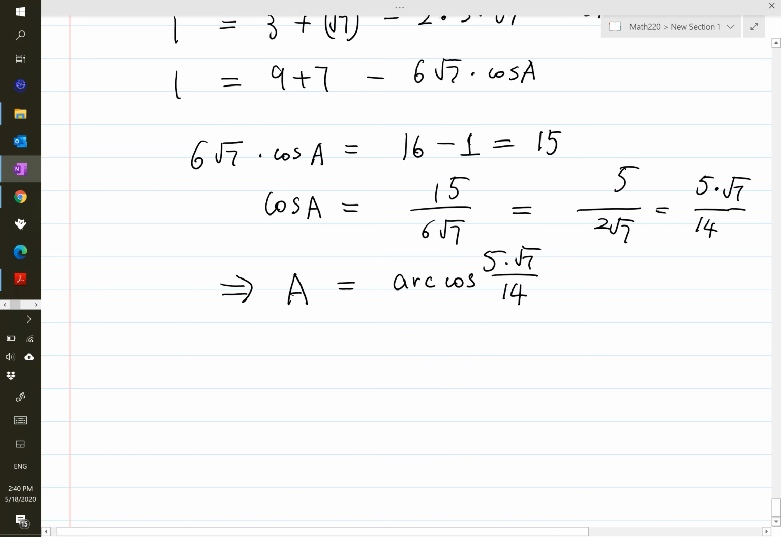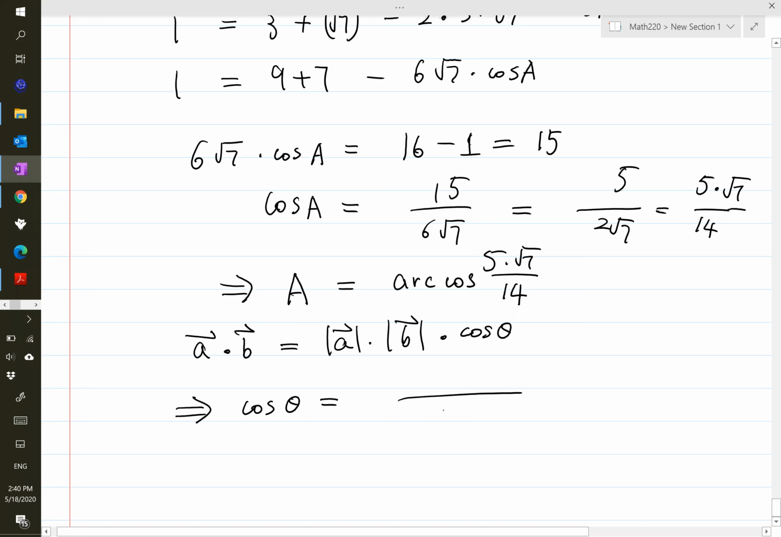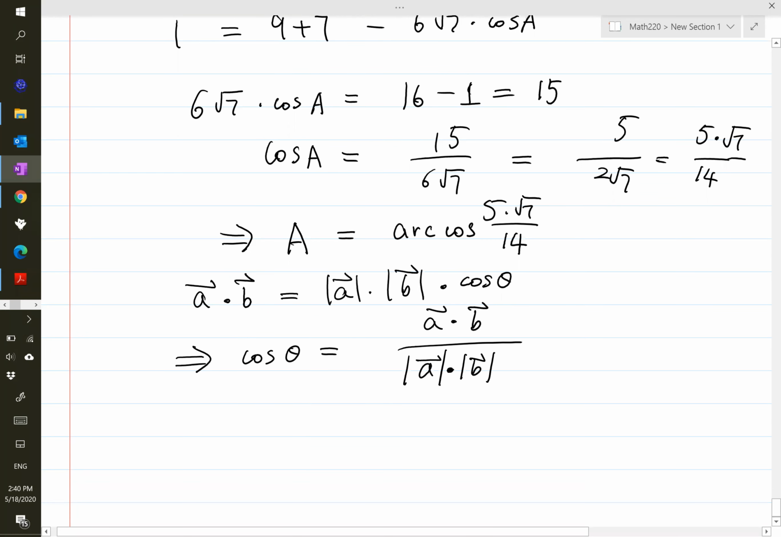We have 5 minutes, so let's do an inequality. We know A dot B is the norm of A times the norm of B times the cosine value. We assume that the norms of A and B are non-zero. Dividing, we can solve cosine theta, which is A dot B over norm A times norm B.